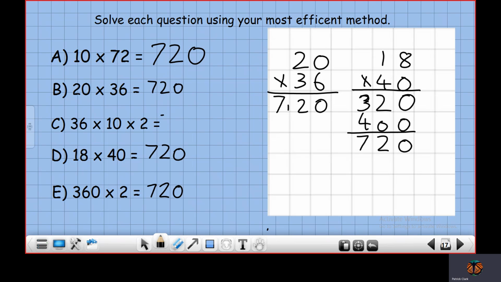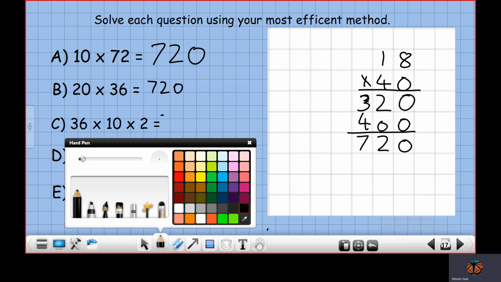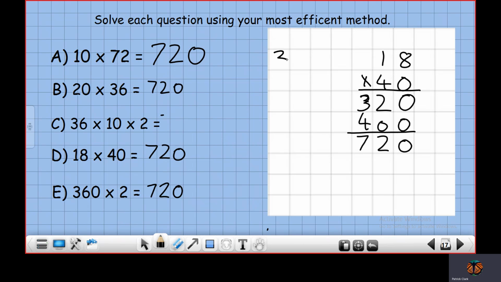And let's look at this last one. I'm going to rub out a part of my board to give me space to work on. And I'm going to do 36 times 10. Well, that's 360, isn't it? And then if I times that by 2, well, I've already done that, haven't I? It's 720 again, because I did it with question E. So all these questions, even though we think some of them are trickier than others, have the same answer.